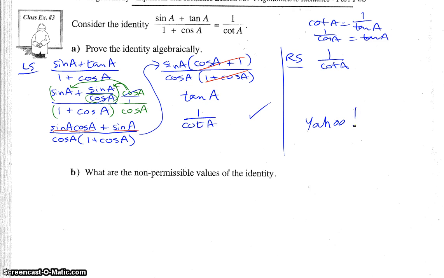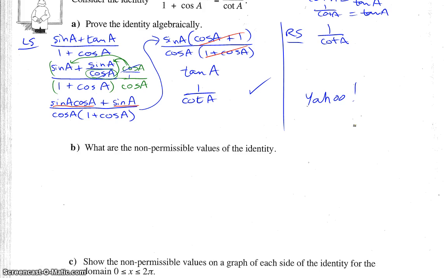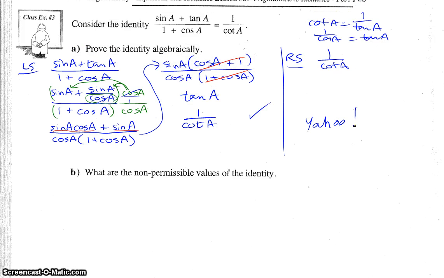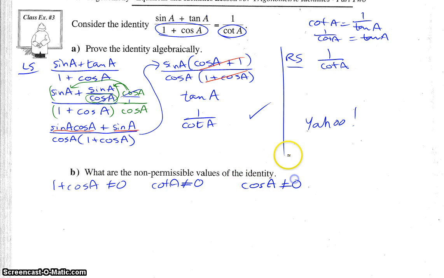Okay, non-permissible values. Let's look at our original expression. There's the obvious: can't divide by 0. Let's write those ones down. 1 plus cos A can't equal 0, and cotan A can't equal 0. Then there are sneaky ones you have to look for. Tan, as we discovered here, was sine over cos. So again, I'll write this over here. Cos A can't equal 0.